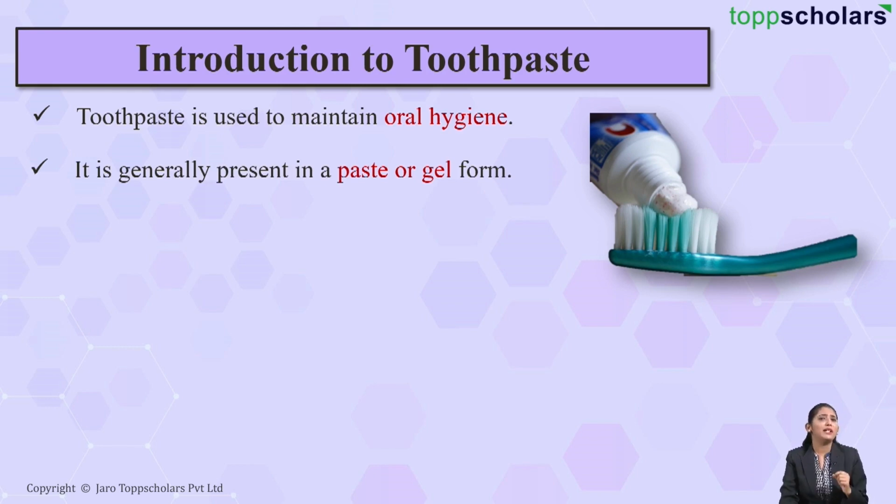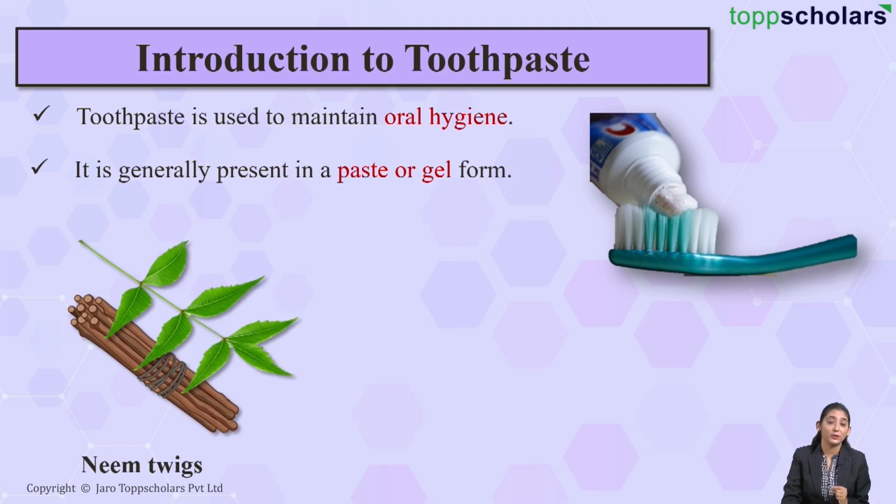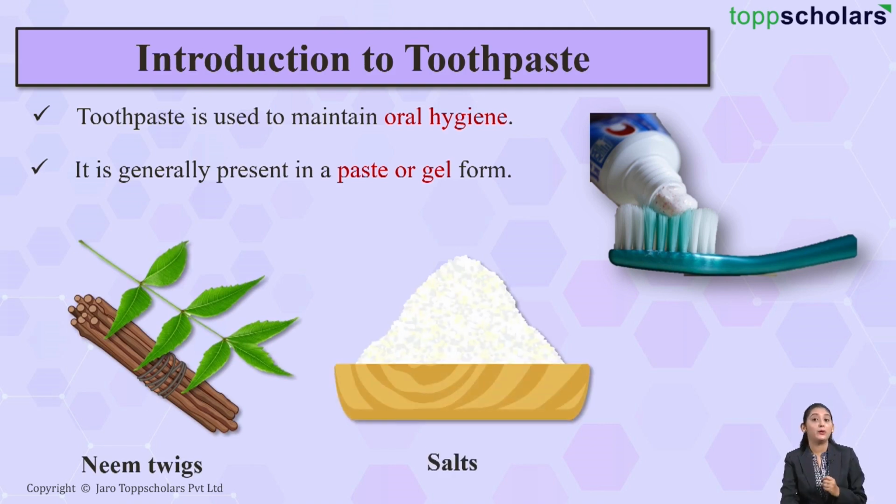Now, in olden days, friends, people used to make use of neem twigs as well as some salts in order to maintain oral hygiene. But nowadays, we make use of toothpaste, which is in the form of paste or gel in order to maintain oral hygiene.